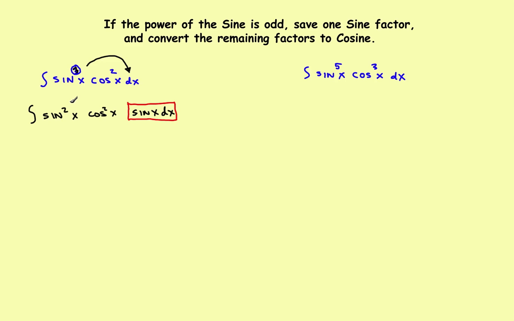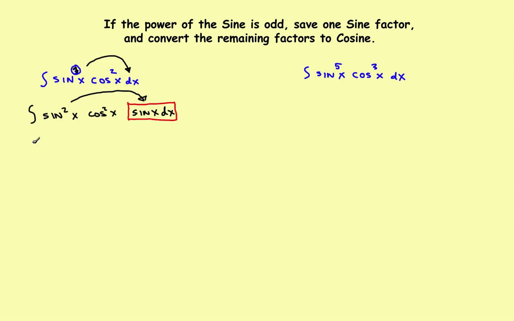So your first step, you took one of the sines from here and just moved it over to the side and saved it here. So now the next thing says this: you've got it saved, so convert the remaining factors to cosine. So here are the remaining factors, but you've got to change all of them to cosine. So you need to change this sine squared into a cosine squared. Now how do you do that?